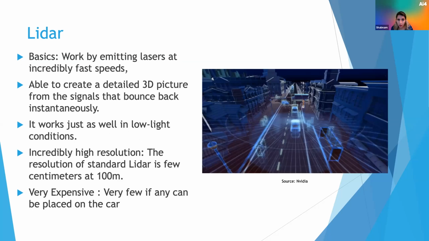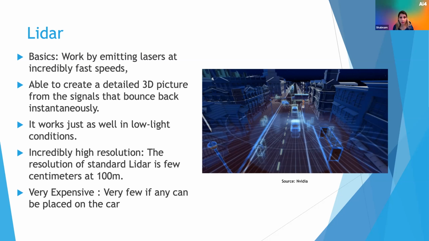What else can we use? We can use LiDARs. LiDARs are really good. They are a sensor that has very high resolution, and the standard LiDAR resolution is a few centimeters at 100 meters. Basically, we can see everything, and it gives you a point cloud that has all the objects in it. It works very well in low light conditions and is able to create a detailed 3D map of your surroundings. And the car companies are using it for that.